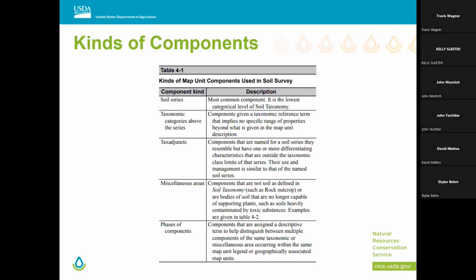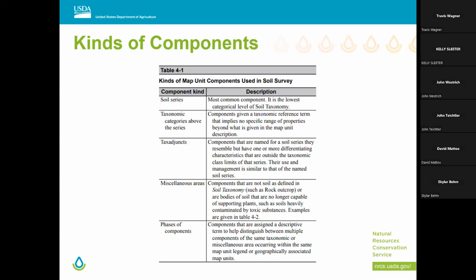Miscellaneous areas, those are typically water, miscellaneous water, dunes, rock outcrop. Those are the kind of things where there's not really any soil information about it. It could be pits, could be gravel pits, that kind of stuff, dumps, that kind of stuff.